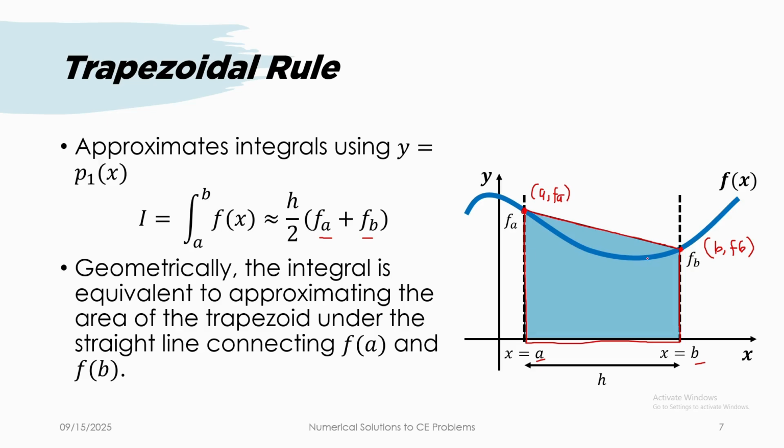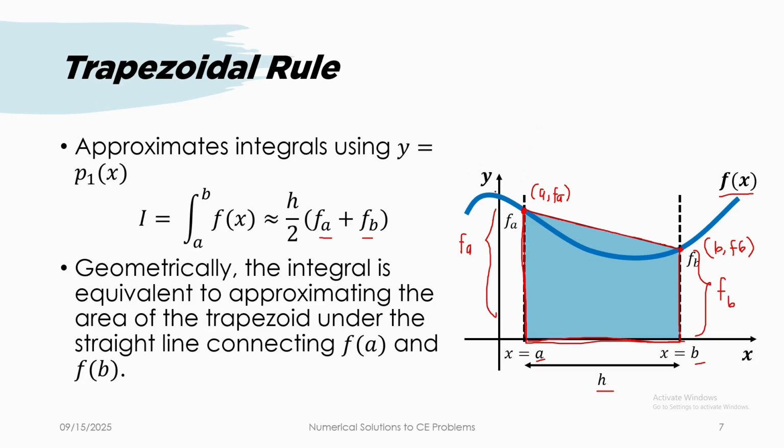If we may recall, the area of a trapezoid is just equal to the base, which for this case is h, and the average of the two heights, which are f of a and f of b. If the function we're estimating is exactly a straight line, what do you expect the trapezoidal rule to give? The trapezoidal rule would give the exact integral, with no errors.